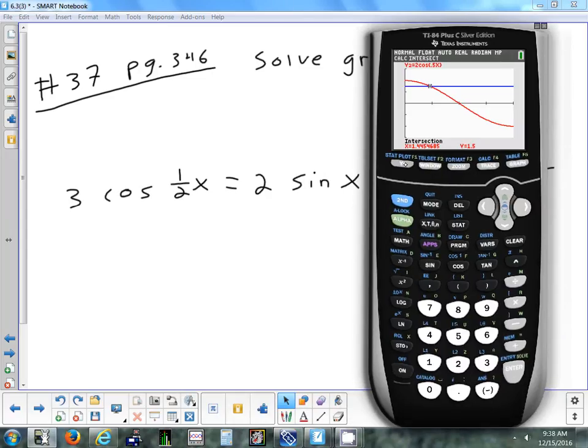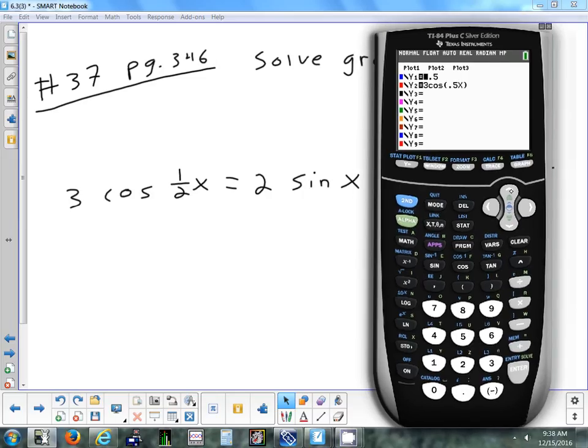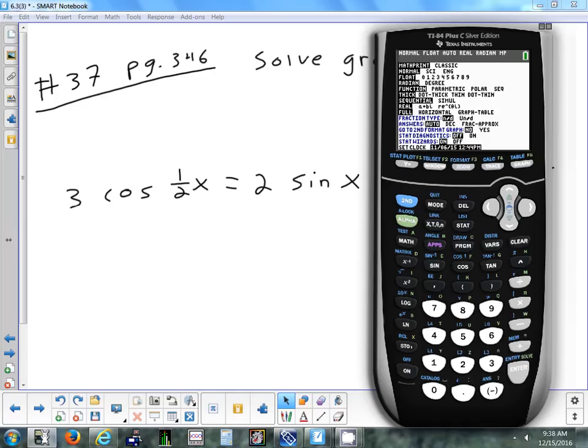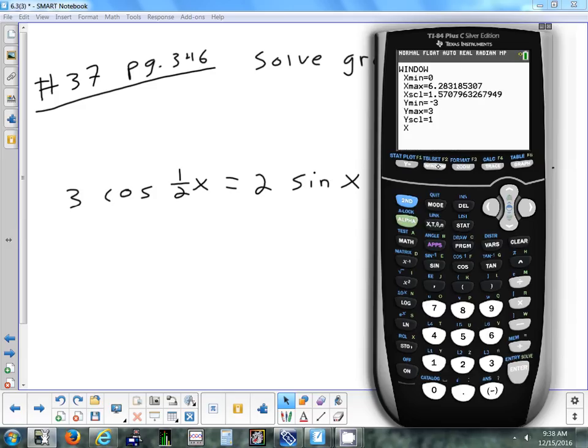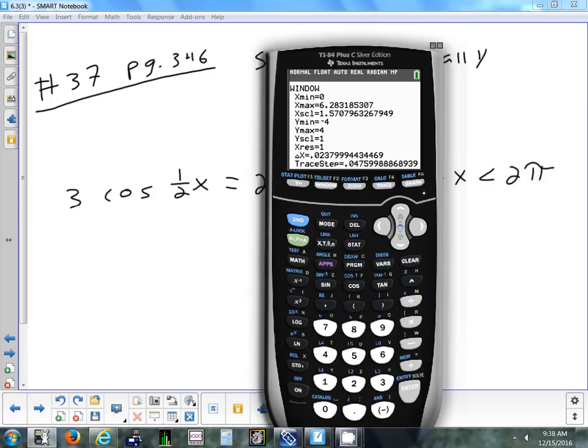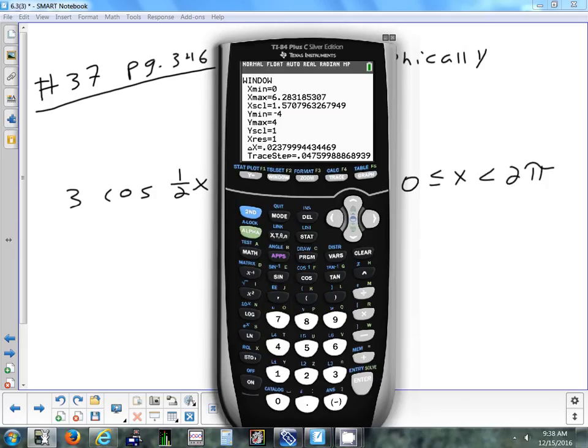So we've got 3 cosine 1 half x. So I'll just keep that one there. And 2 sine x. OK, which function is going to go higher? The cosine or the sine function? Cosine. Yep, cosine. And how high does it go? 3. Yeah, it goes up to 3. So I'm going to set my min and max just a little bigger, negative 4 to 4. And they told me 0 to 2 pi. I already have that in from the last problem.